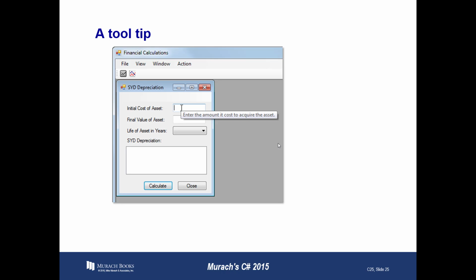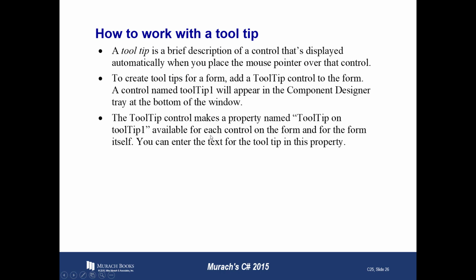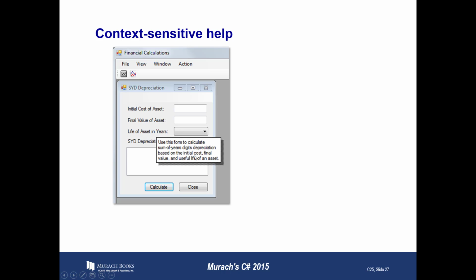It's also nice for people who are, if you've got a browser for the blind, they have tooltips. So a tooltip, as mentioned there, is a brief description of a control that's displayed automatically when you place the mouse pointer over a set control. To create these, you add a tooltip control to the form. This control makes a property called tooltip available, basically so that anybody can use it.